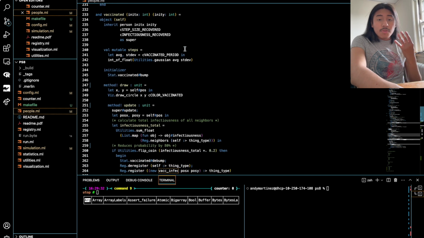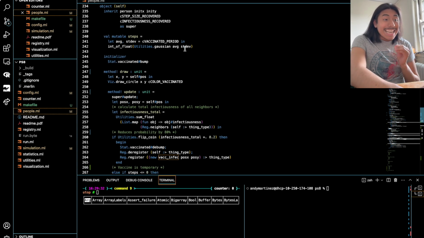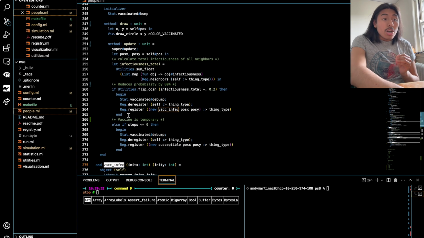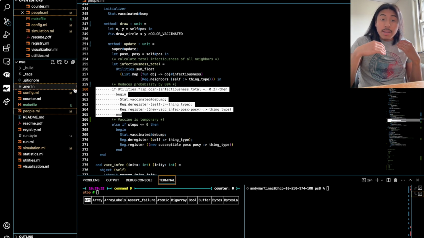And we can see that because of the 4 defining characteristics of a vaccinated person. The first one is increased resistance to the virus. No, I said increased resistance, not an outright immunity like the recovered class implements, but a resistance.